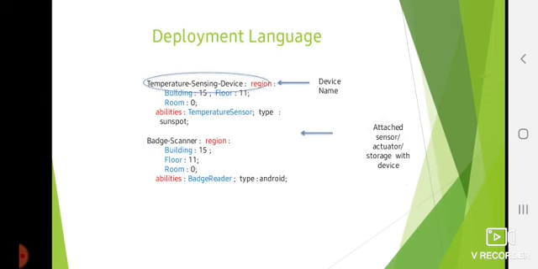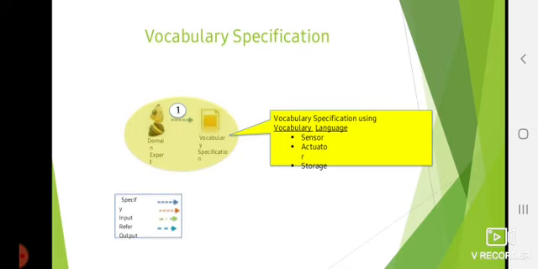Next, we have to see about the deployment language. The deployment language must be specified for the device name and the attached sensor, actuator, or storage with the device. Here we have used the device name as a temperature sensing device, and the sensor can be attached as a bed scanner.